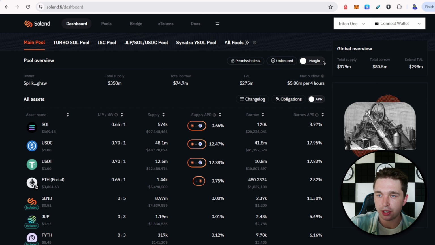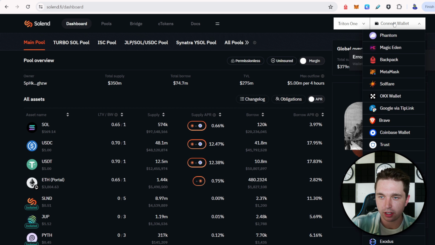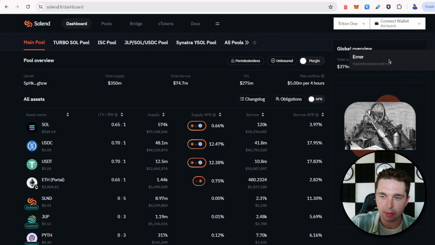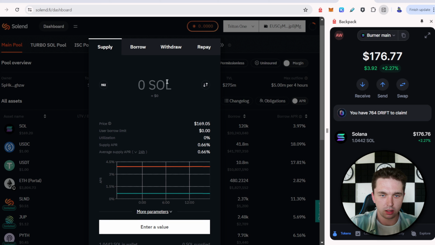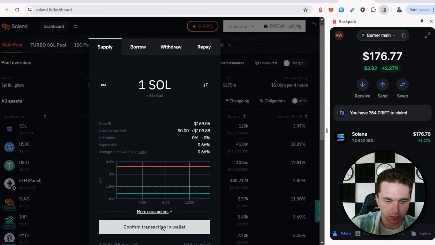Yeah, so it's super easy to do. I'm just going to go ahead and connect my wallet. I've actually never used Solend before. Connect my Backpack wallet. All right, so I got about 1 Sol sitting in my wallet. Super simple. All you have to do is click on Solana here. Like I said, I'm going to deposit 1 Sol, supply it.